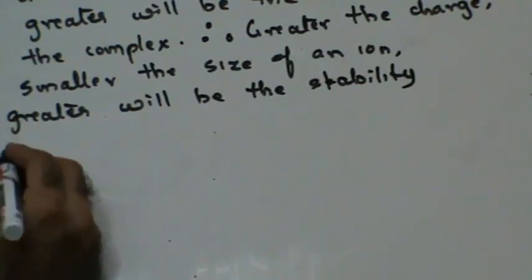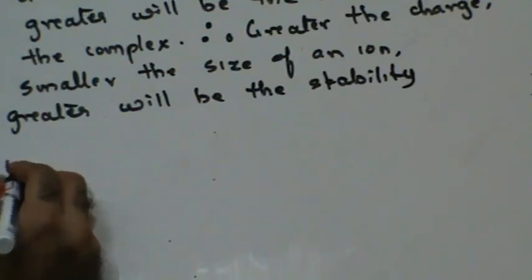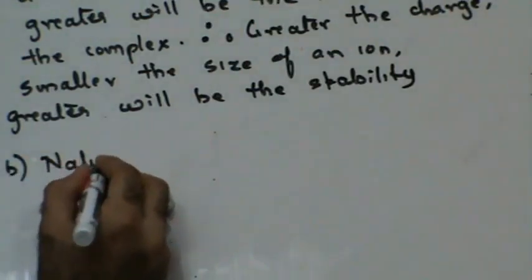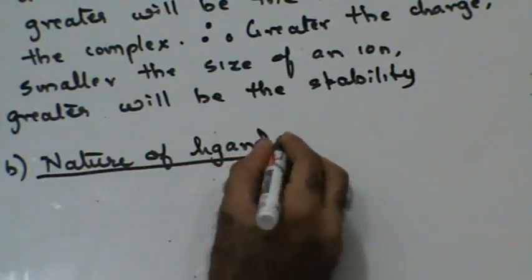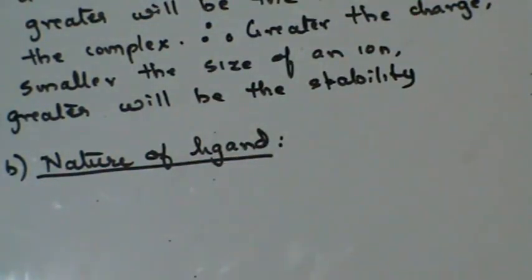The second factor that affects the stability of the complex ion is the nature of ligand. The more basic the ligand, the greater the ease with which it can donate its lone pair, and greater will be the stability of the complex. That means if the ligand is anionic, higher will be the charge, smaller will be the size, and greater will be the stability.